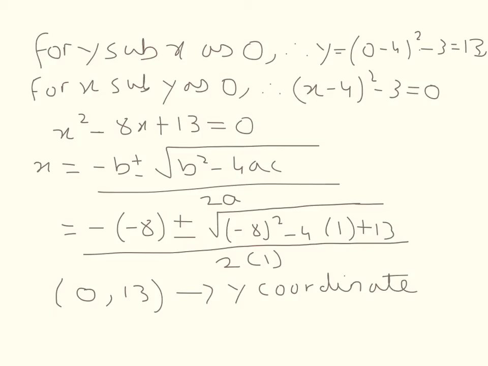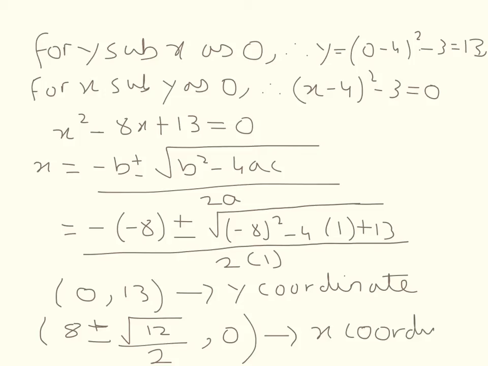And when you solve this quadratic formula, what you'll be left with is the x-axis coordinates. So the x-axis coordinate would be 8 plus or minus, let me make this plus better, the square root of 12 divided by 2, 0. So that would be for the x coordinate. And that's that question solved.